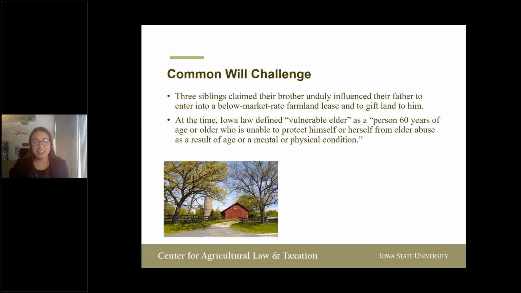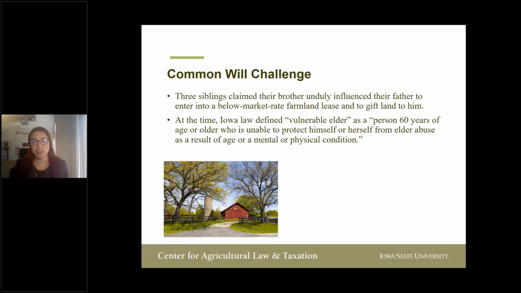And this really is a common challenge, testamentary capacity, because we see it mostly in what's called undue influence, where a third party unduly influenced the testator to change their will because that testator had a lack of testamentary capacity and they could be influenced. So I want to illustrate this with a case that came out a few years ago in Iowa, where there were 3 siblings, and they brought this lawsuit after their father passed away, that their brother had unduly influenced their dad to enter into below market rate farmland leases with their brother.